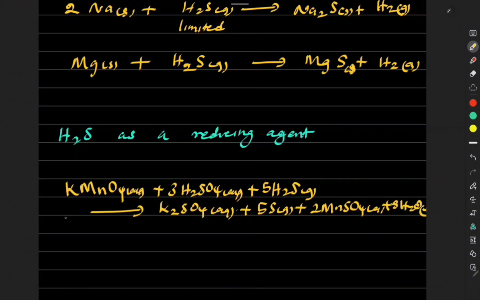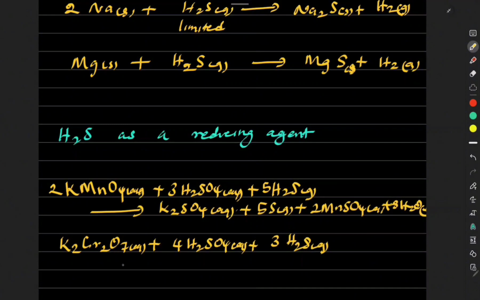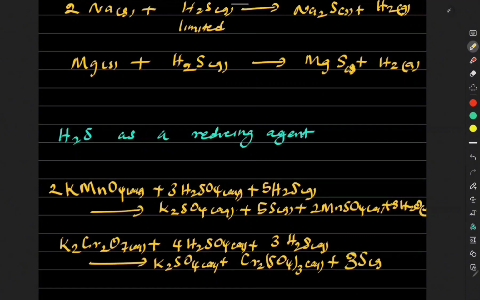The next reaction is K2Cr2O7, already imbalanced. This is 2 K2Cr2O7 plus 4H2SO4 plus 3H2S gas. They form K2SO4 plus Cr2(SO4)3 chromium sulfate plus 3 sulfur solid plus 7H2O liquid.